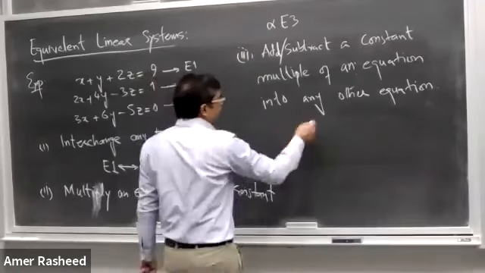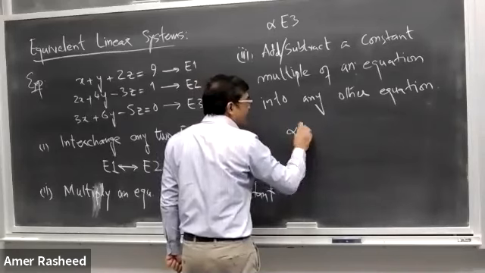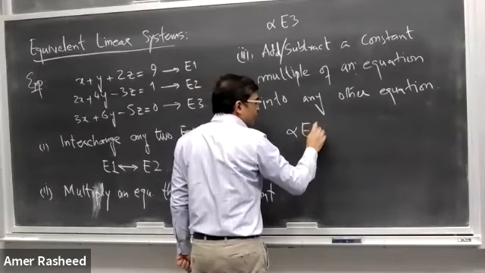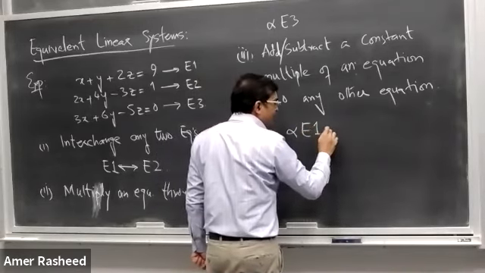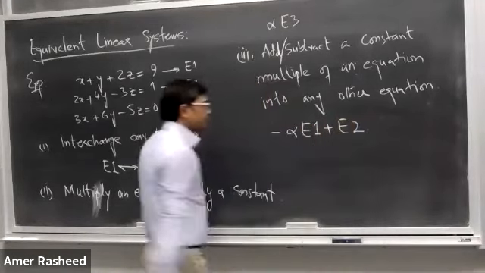So how do we write it? We write it this way: multiply some equation, for example equation 1, and subtract it from equation 2.